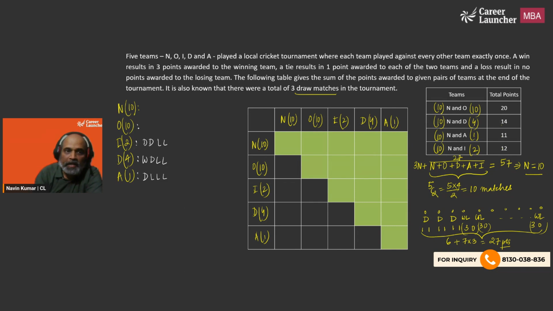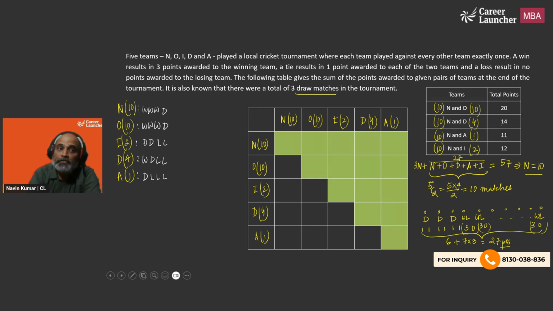Okay. If you look at O, 10 can come from 3, 3, 3, that's 9, plus 1, that's 10. And O is supposed to play four matches. So that means O won three matches and there was one match that was drawn. N also played four matches, out of which three were won and one was drawn, because N also has 10 points.